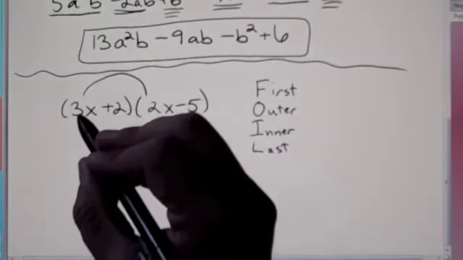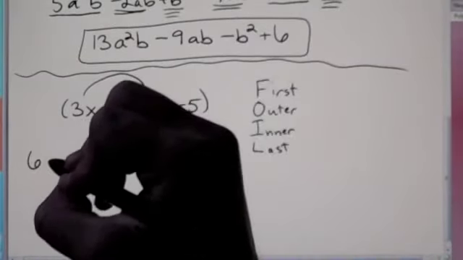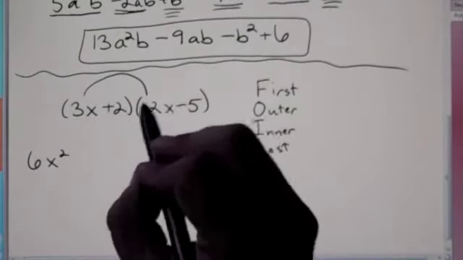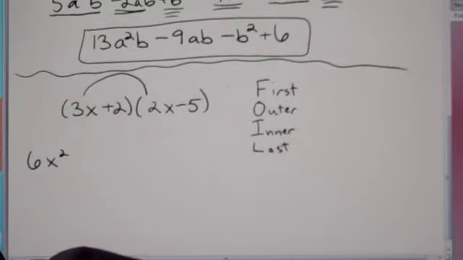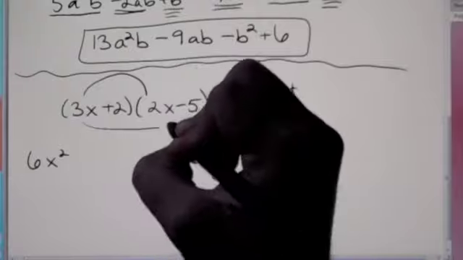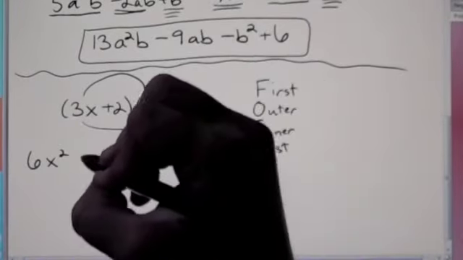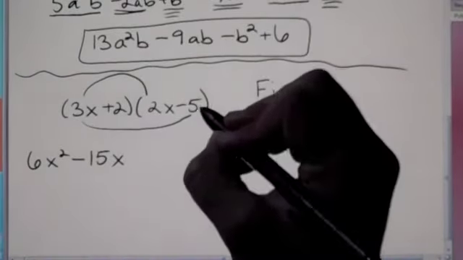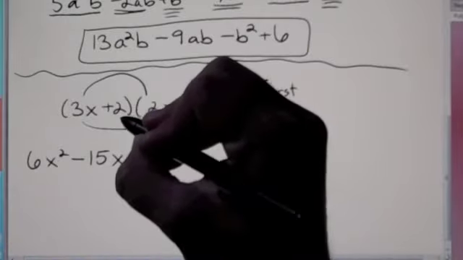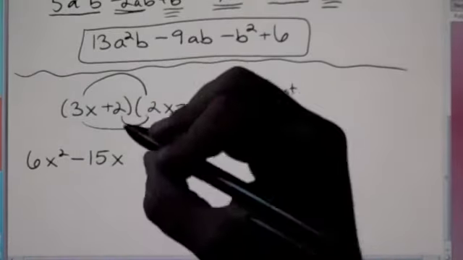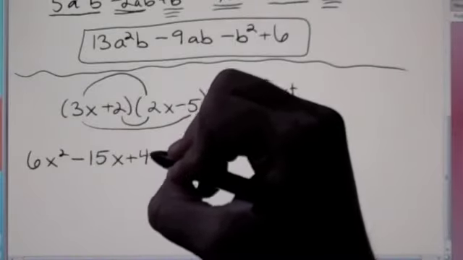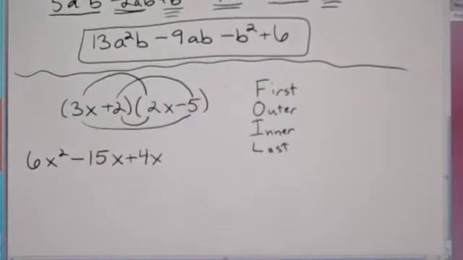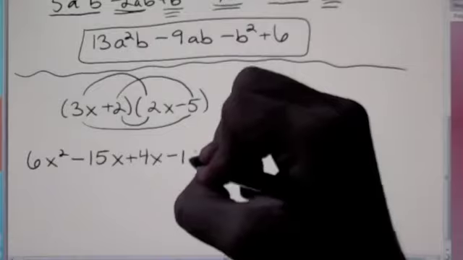It's all multiplying. 3x times 2x gives us 6x squared, because remember, 3 times 2 is 6. X to the first times x to the first, we add the exponents, it becomes x to the second. Outer, so the outer of the two parentheses, 3x times a negative 5 gives us a negative 15x. Notice there's no x here, so it just stays x to the first. The inner of the two parentheses, so 2 times 2x is a positive 4x. And the last position of the two parentheses, 2 times negative 5 makes a negative 10.